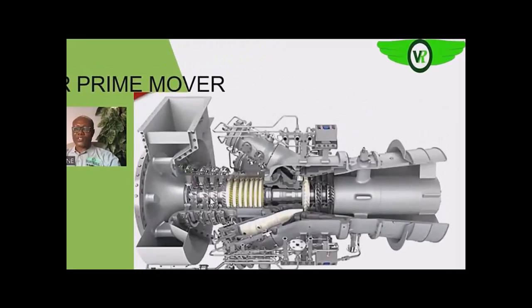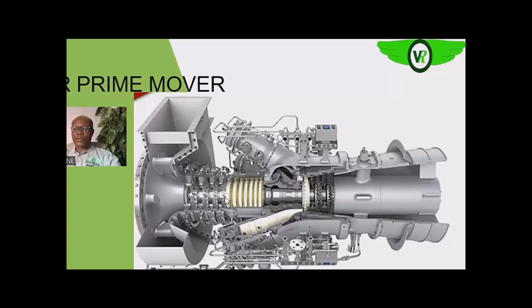So that is the turbine that you can see on your screen now. It is open. This is the compressor section, and this is the turbine section. This is the rotor of your turbine, running from the compressor end to the turbine end. Air is drawn into the turbine through this intake plenum, and then goes on to the compressor.